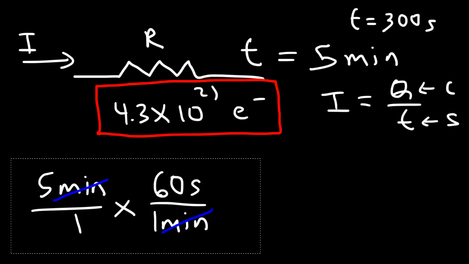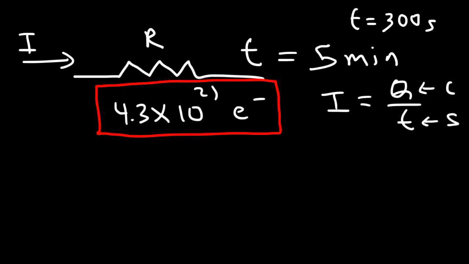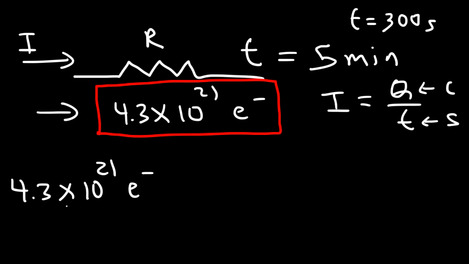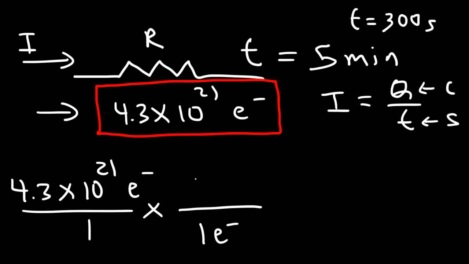Now let's get the charge. All we need to do is convert electrons to coulombs. So let's start with this number. So recall that we said that one electron has a charge of 1.6 times 10 to the negative 19 coulombs. Now, we really don't have to worry about the negative sign because the current that we're going to calculate, we're going to make it positive in the end. So let's not worry about this negative sign.